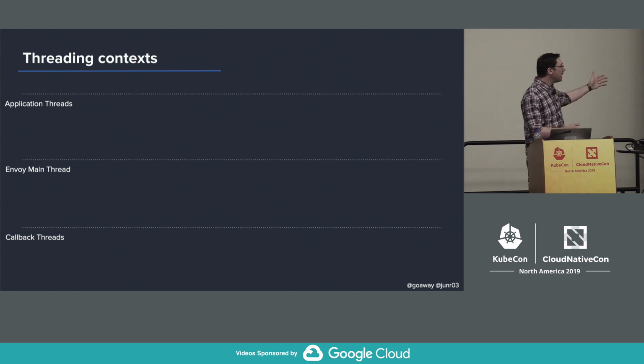And finally, we have callback threads. These are potentially the same threads as the application threads, but importantly, they're provided by the application. We wanted users to be able to specify how they wanted callbacks to fire, where the code will run.